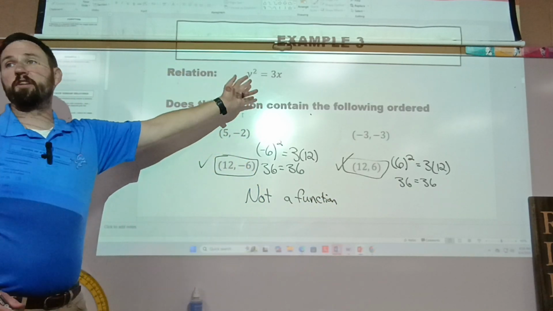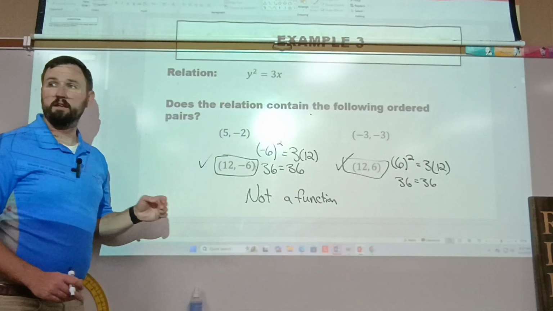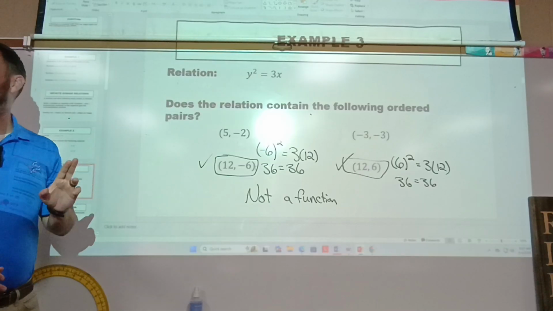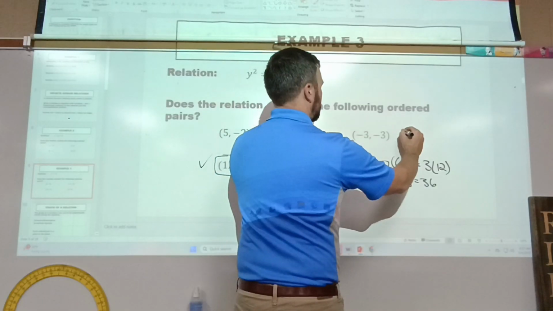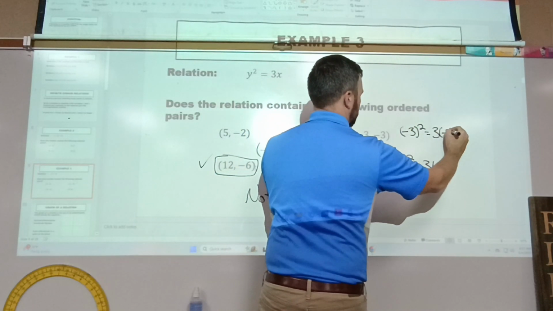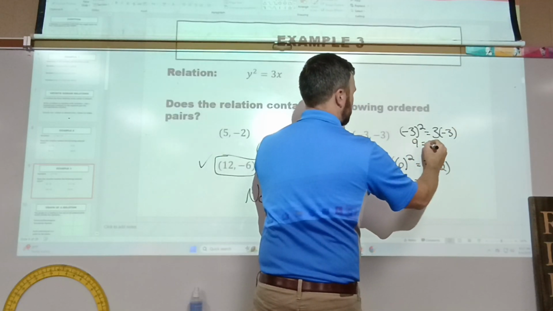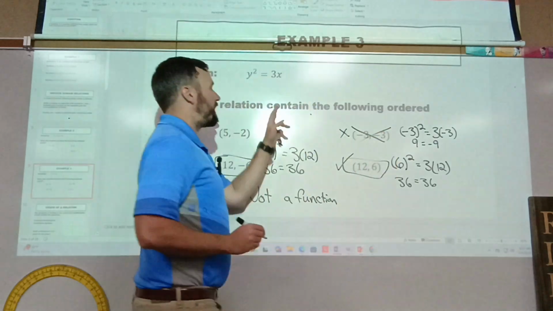Can I still use this for calculating stuff? Because it's still a relation, but it's not a function. And if you're not a function, some wonky stuff happens in further math. Then it would not be a part of it. So like this one, right? So if I did negative 3 squared equals 3 times negative 3, right? So 9 equals negative 9. So that's not a point on that.